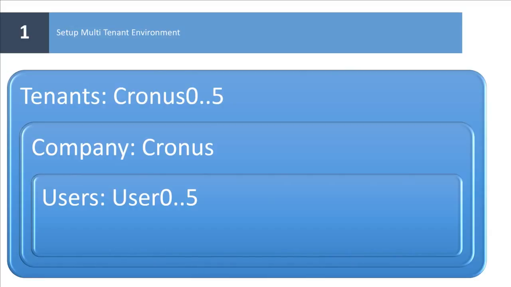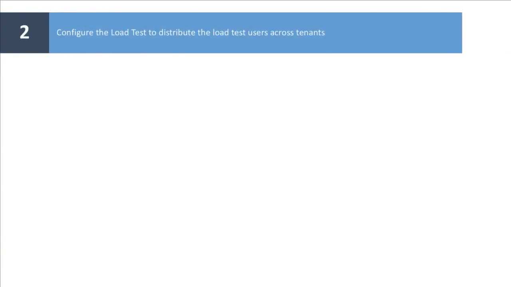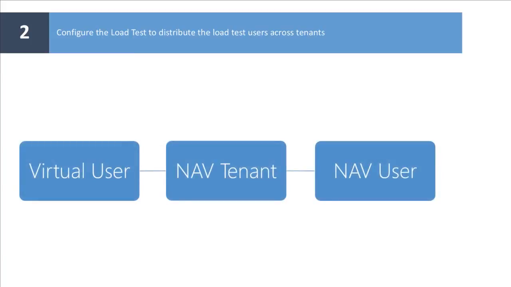So now we need to look at how we're going to distribute the load test users across the tenants. The mapping I'm going to use is that each Visual Studio virtual user will be distributed across a NAV tenant and then a NAV user in that tenant. Each Visual Studio user has a unique ID. At runtime we can get that ID, and we'll use a simple mapping that converts that to a tenant ID and also a user ID.